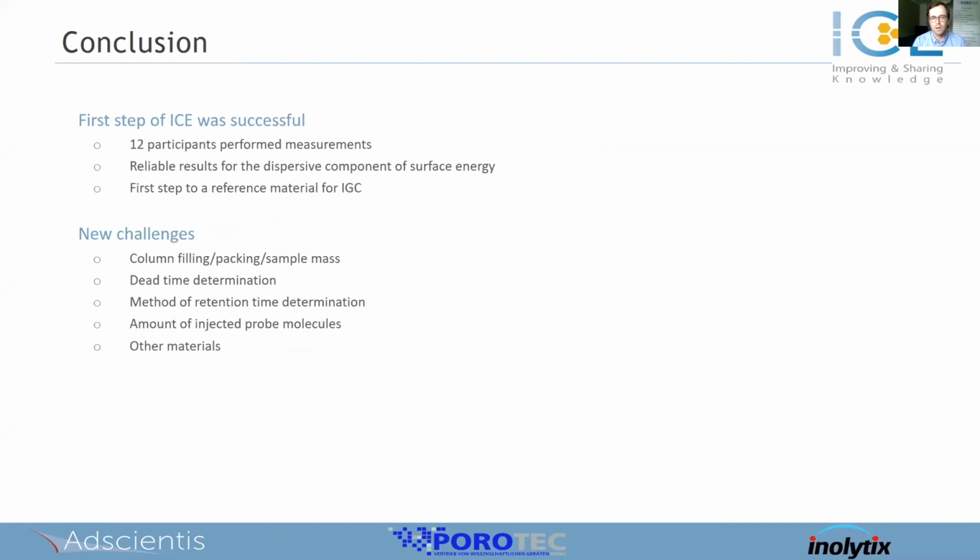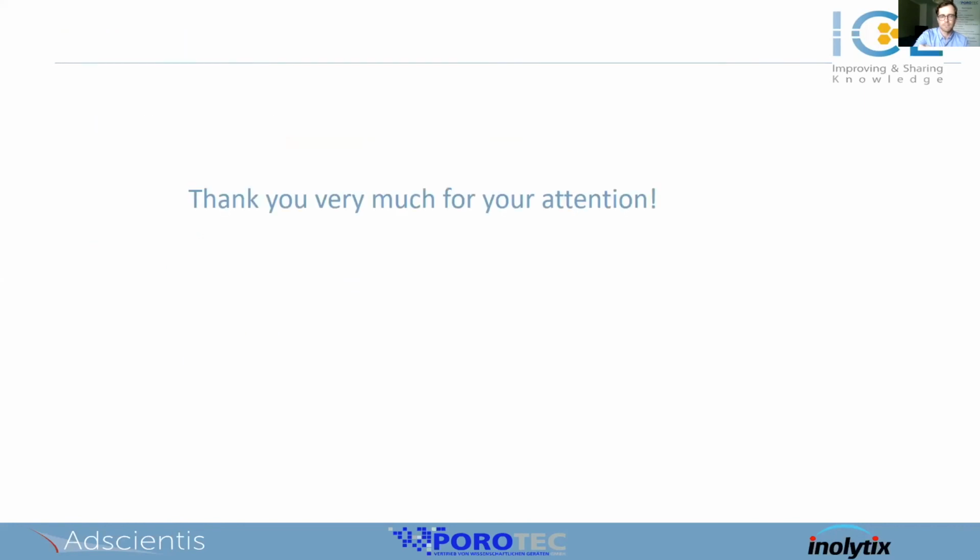To conclude, from our point of view, the first step of this round-robin test was successful. We saw a lot of variations that can help us to improve, but we have seen also good reproducibilities, especially for the dispersive component of surface energy. Also, new challenges and questions occurred that have to be considered for further developments, like column filling, determination of dead and retention time, check the amount of injected molecules, especially for probes, and further or more materials have to be investigated. And with this, I would like to thank you for your attention.